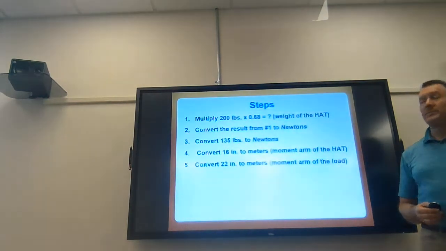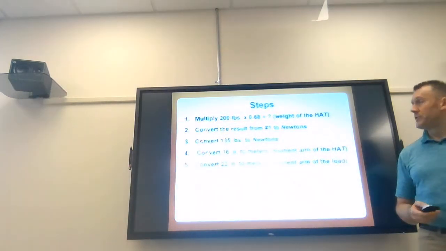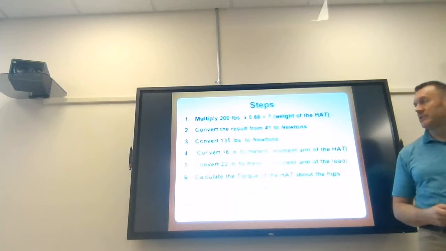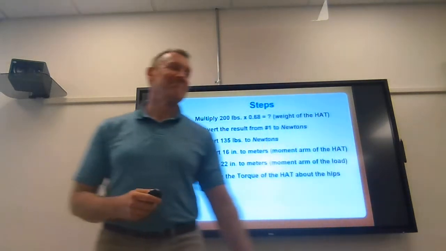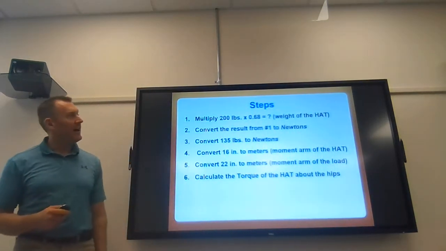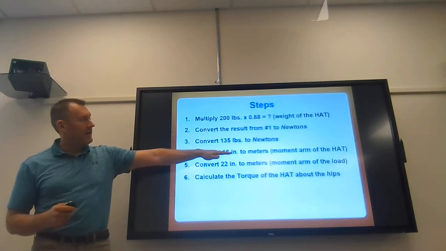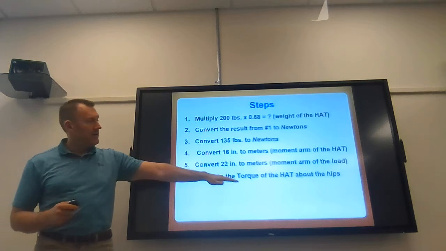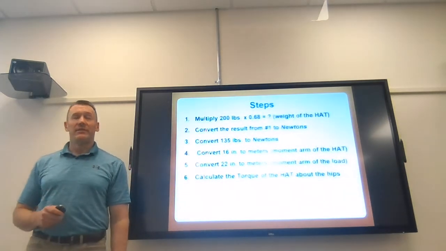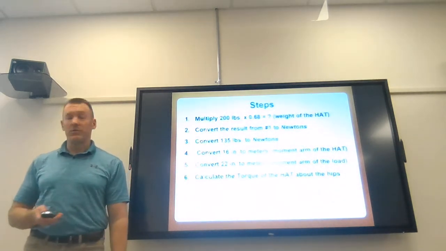Okay, so now you should have two forces and two moment arms. So now you should be able to calculate the torque of the head, arms, and trunk. So you have whatever you got up here for newtons multiplied by whatever you got in step 4. So basically step 2 multiplied by step 4 to get the newton meters. So that's the resistive torque for the head, arms, and trunk about the hip joint.